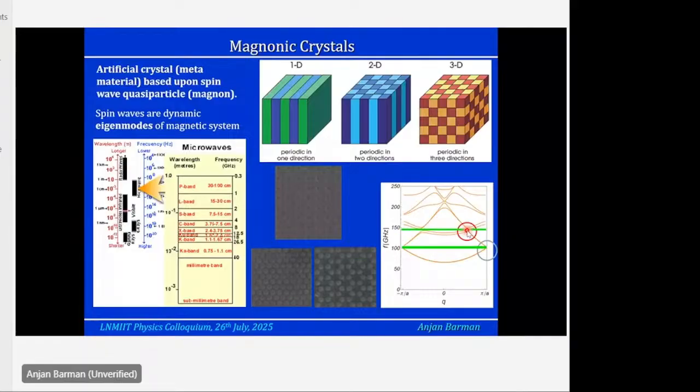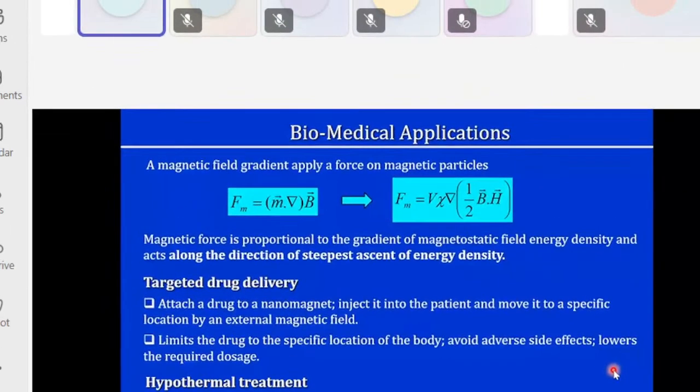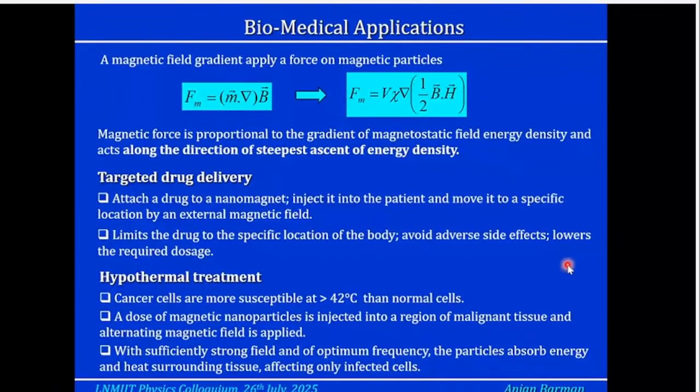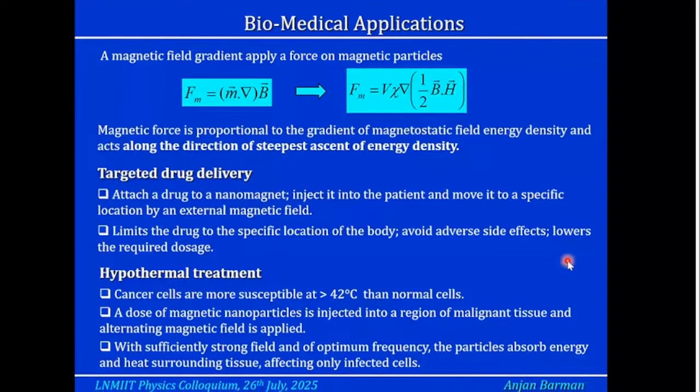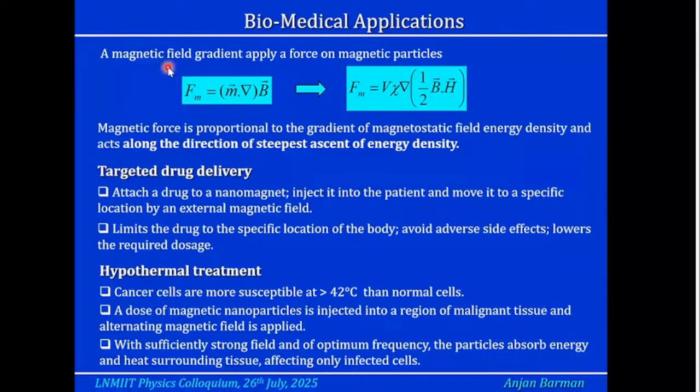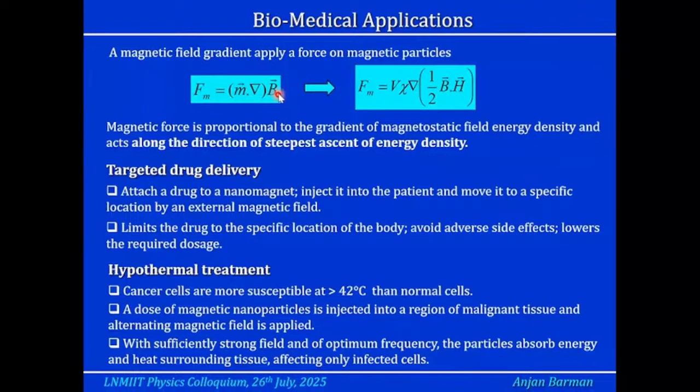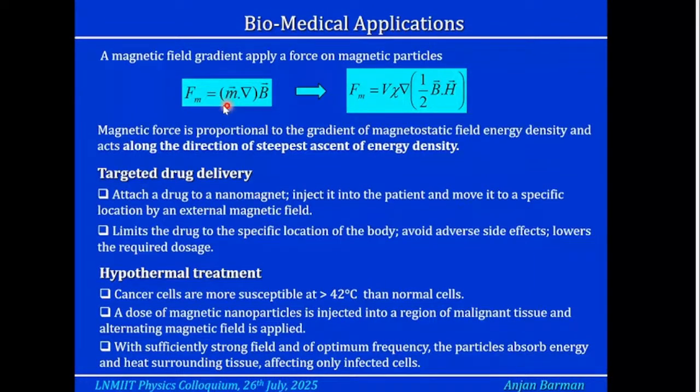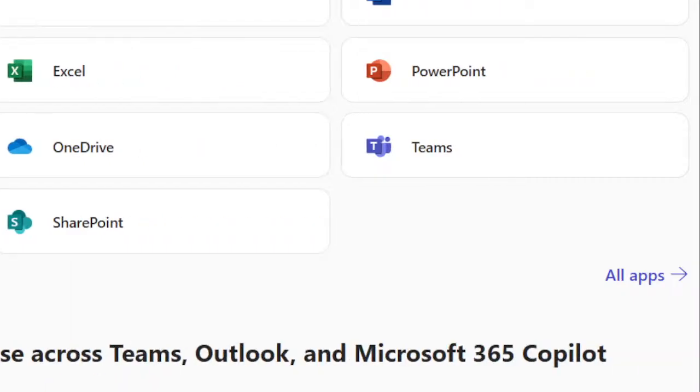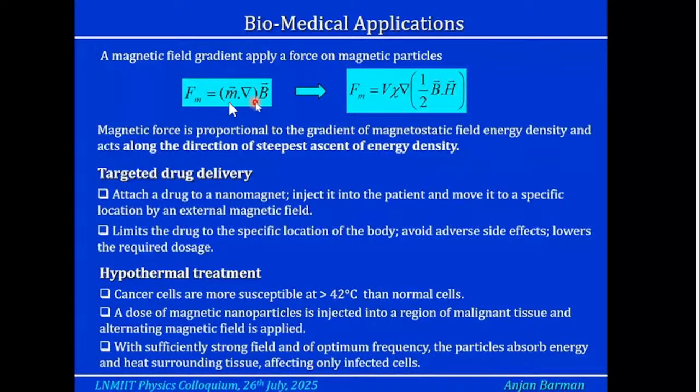So there can also be biomedical applications of nanomagnets, like I said. That is because if you have a magnetic field gradient, like del B, and you put a magnetic particle with moment m, then it will experience a force m dot del B, right? And as a result, if it experiences a force, it will move. This force can also be explained like chi over 2 del (B dot H), where chi is the susceptibility of the material, and this is proportional to the gradient of the magnetostatic field energy density. And it will act along the direction of the steepest ascent of the energy density.